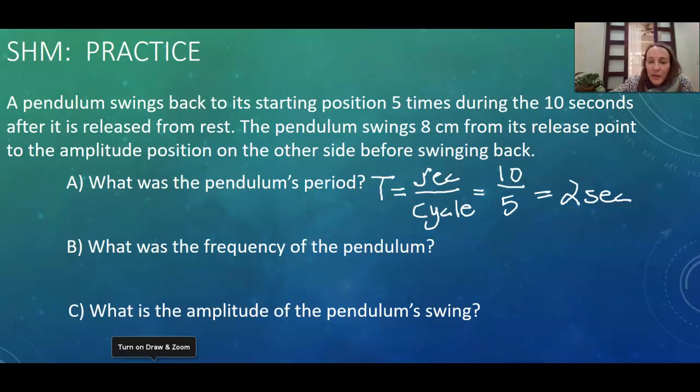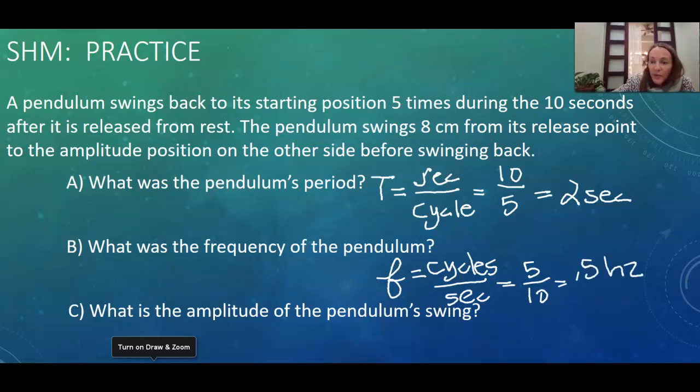So frequency is equal to cycles per second. The frequency was 5 cycles in 10 seconds. So that would be 1/2, which is 0.5 hertz, because the metric unit of frequency is the hertz.